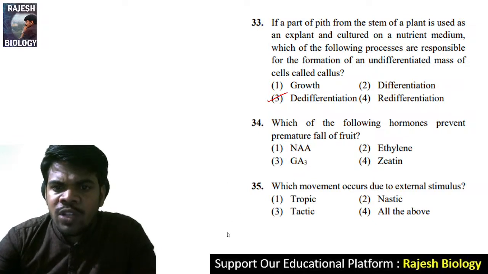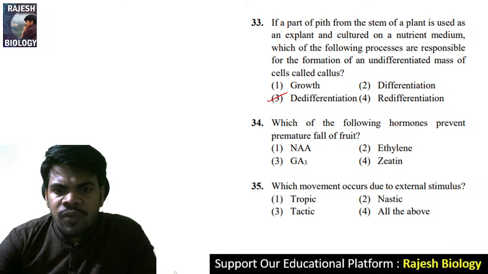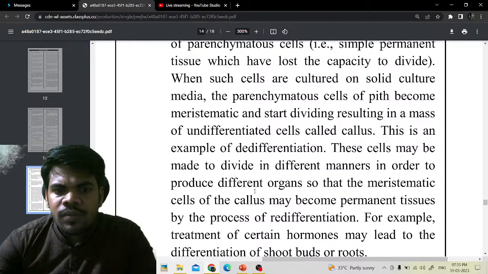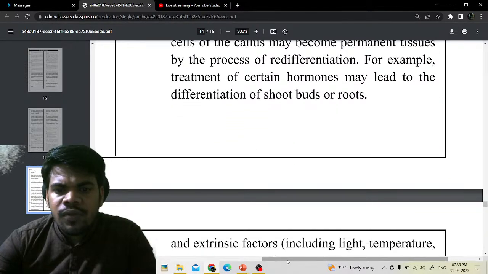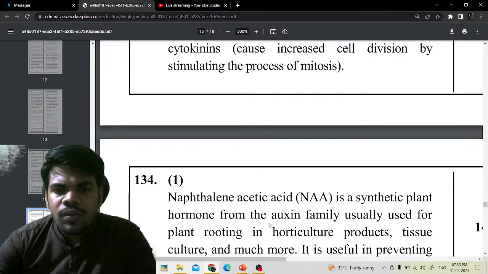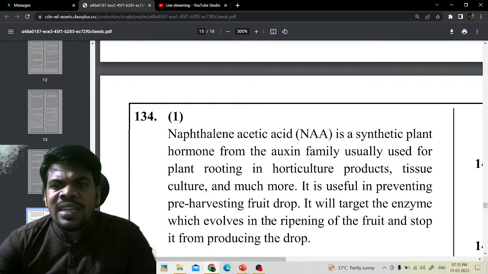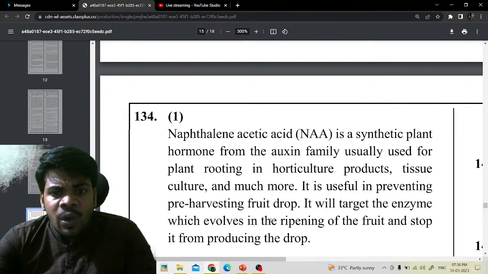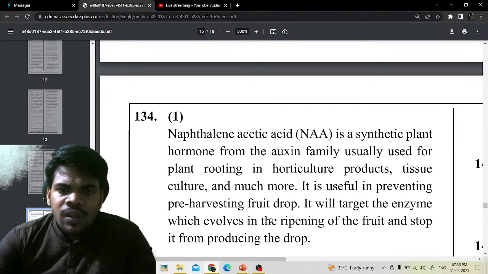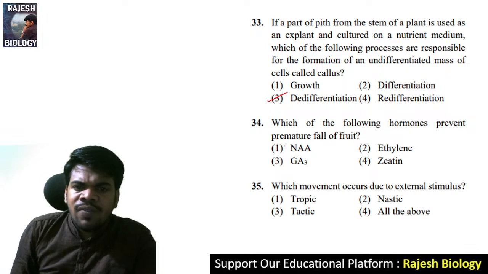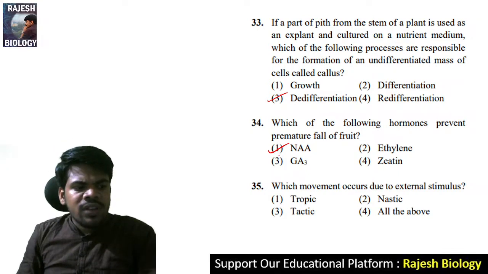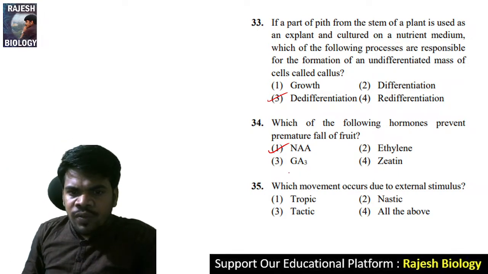Which of the following hormones prevents premature fall of fruit? Premature fall of fruit is very important. The 34th question. Naphthalene acetic acid is a synthetic plant hormone from the auxin family, usually used for plant rooting in horticulture. So option one is the right answer. Naphthalene acetic acid prevents premature fall of fruit. It is very essential to stop the premature fall of fruit.